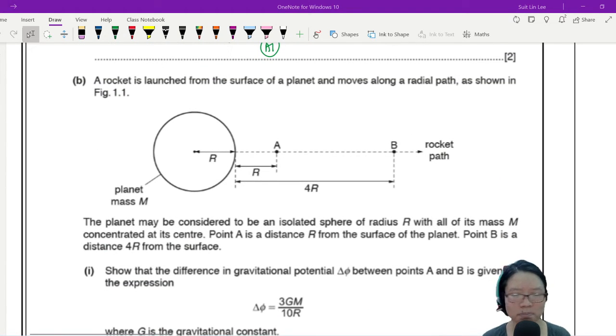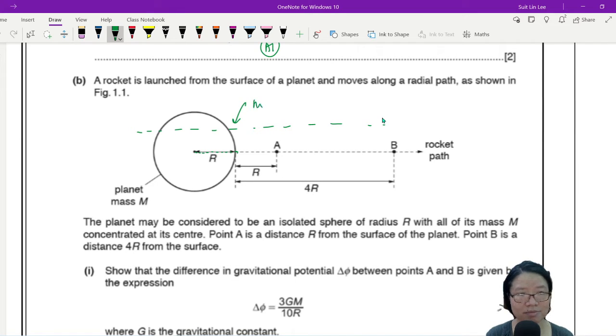Anyway, let's move on to part B. In this question, it's a derivation question. A rocket is launched from the surface of a planet and moves along a radial path. A radial path is a path that passes through the radius. I'll give you a non-radial path now. This is a non-radial path. All these are non-radial, so it must pass through the radius.